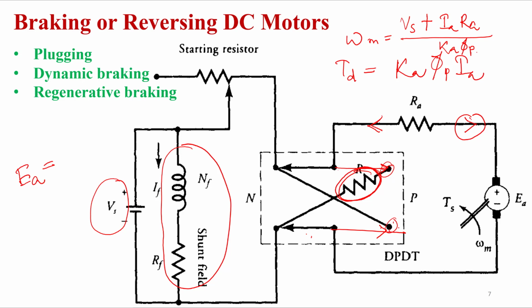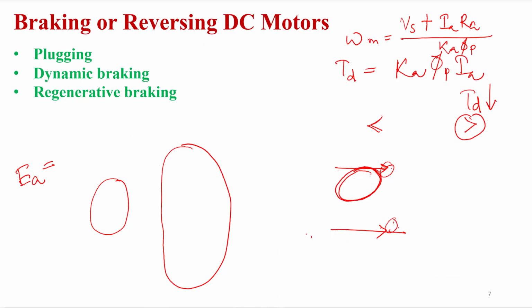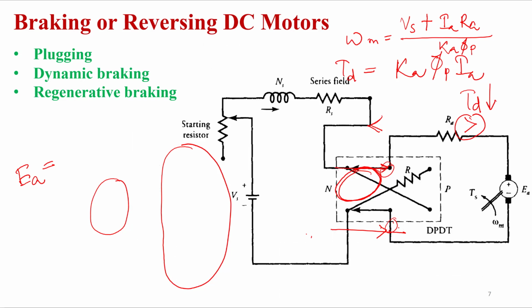Now if we reverse the direction of IA, obviously your torque direction will be reversed, in the opposite direction. Therefore your speed will also fall, and after some time the motor will start rotating in the reverse direction. So if you want to stop the rotation of the motor, we can cut off the supply at the point where it starts rotating in the reverse direction. Similarly, this is for the series motor. You can see here.